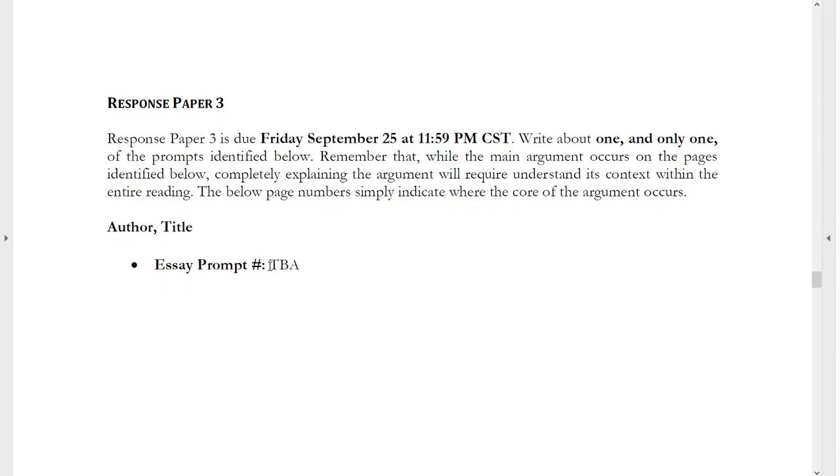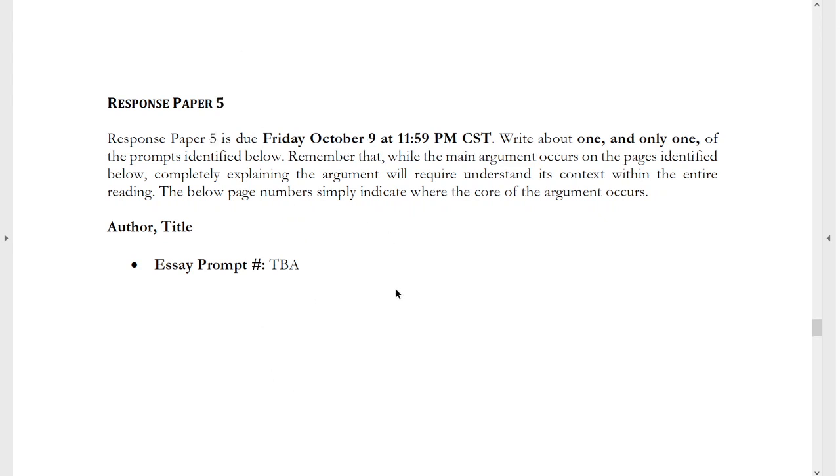So I would suggest always access this document online. Don't print it out or anything like that, because I will be making updates to it. Namely, I'll be adding the prompts for response paper 3 and 4 and 5, etc. So just always access online. You can always find the latest version posted to Blackboard.